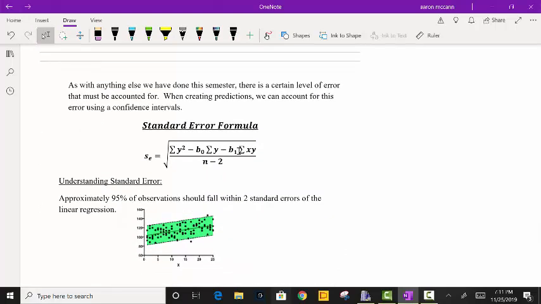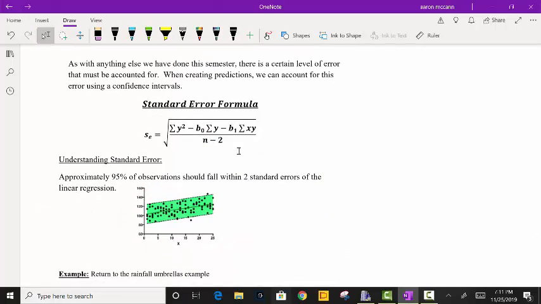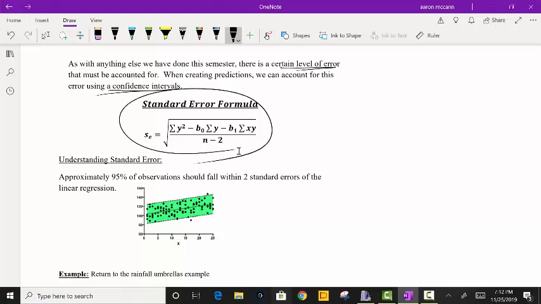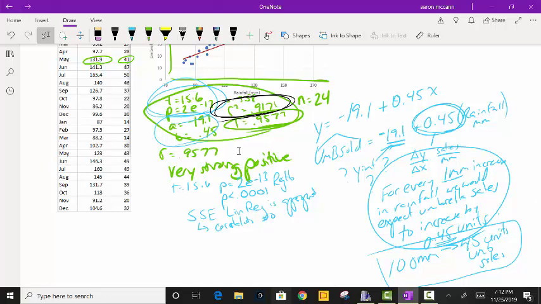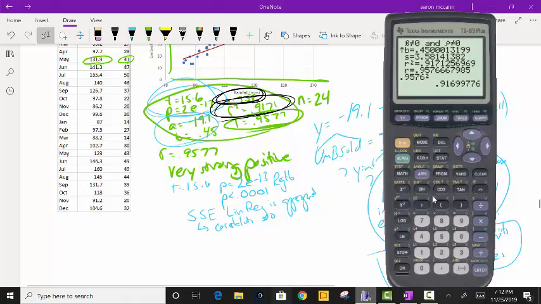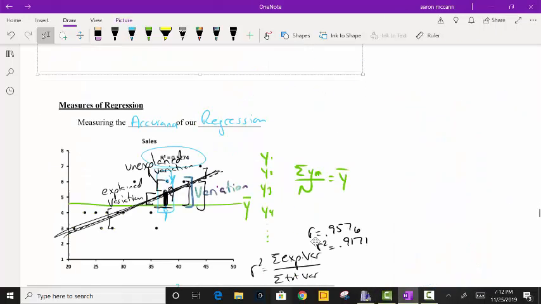Now, our lines are not going to always be 100% accurate, so just as with anything else we've done this semester, there's going to be a certain level of error. When we create predictions, we have to account for this error using what's called confidence intervals, just like what we did in the previous chapter. So we've got the standard error formula for linear regression, but we don't need this formula because for the exact same reason, if we go to our linear regression t-test, we see that S is 3.58, and you can see it on the calculator here. S equals 3.58. That is the standard error.